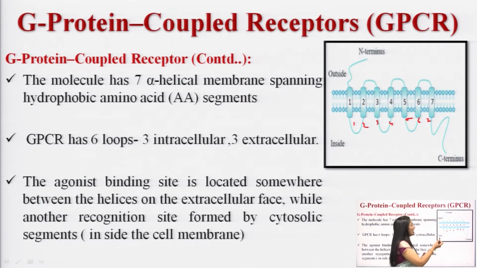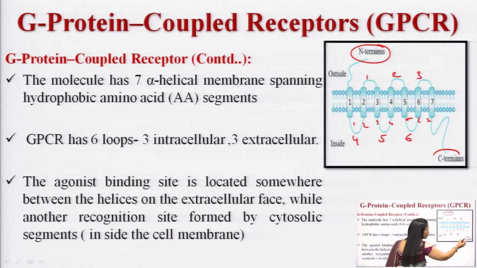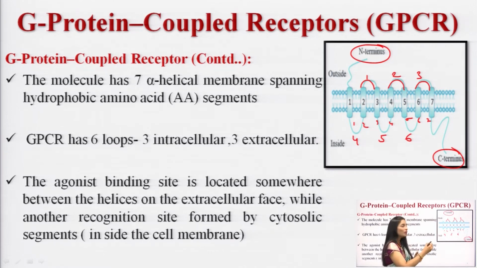So, it has 6 loops. See here, this is the 1st loop, 2nd loop, 3rd loop, 4th loop, 5th and 6th. In a GPCR, we have 6 loops, which consist of 3 loops in the extracellular region and 3 loops in the intracellular region. This is the extracellular side and this is the intracellular side. The N terminal is present in the extracellular region and the C terminal is present in the intracellular region.